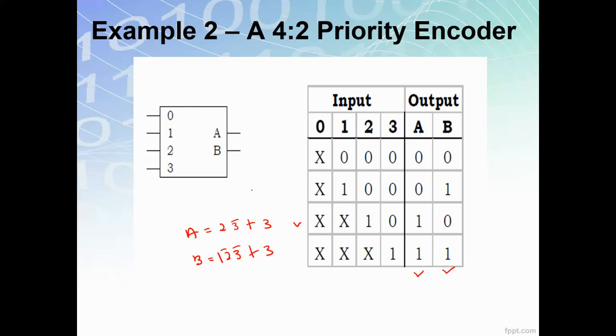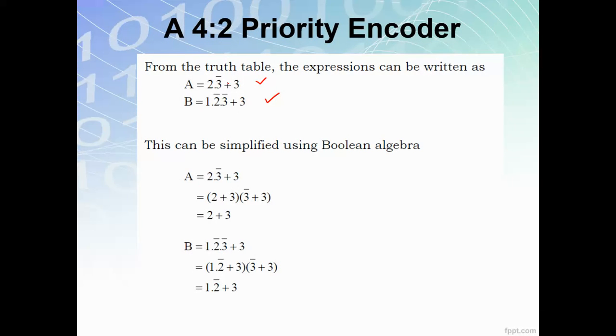So yang punya SOP tu jangan lupa lah. So 2.3 bar plus 3. So yang ni kita boleh simplifikan dia. So kita gunakan distributive punya method. So 2 plus 3 plus 3 bar plus 3. So 3 bar plus 3 kita jadi 1. So therefore you dapat expression A equals to 2 plus 3 bar 2 plus 3. And B is 1.2 bar 3 bar plus 3.